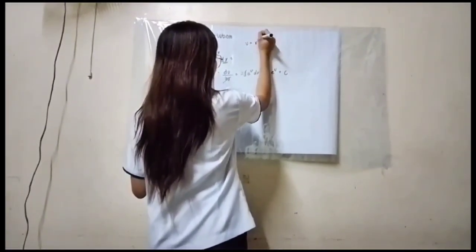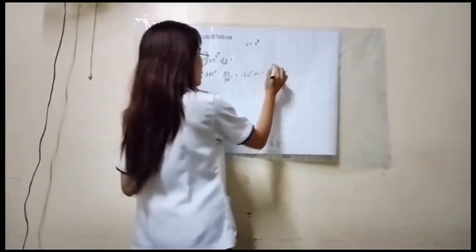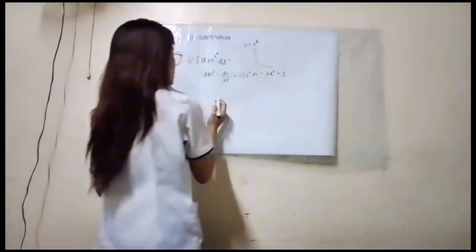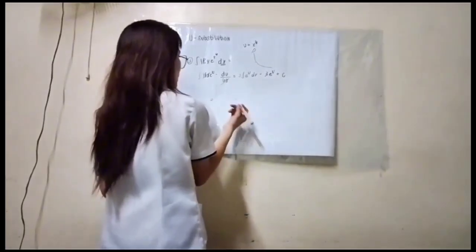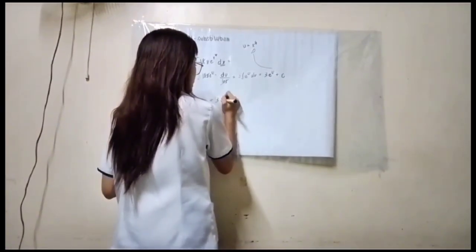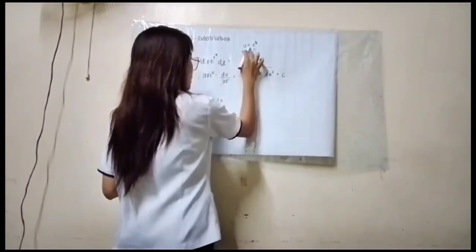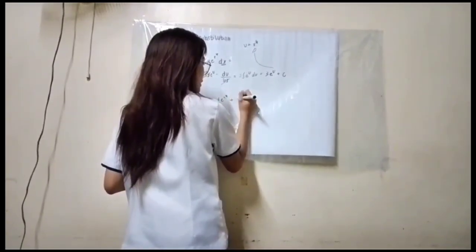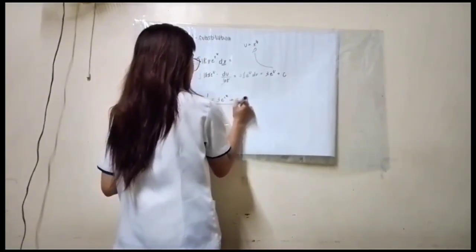Our u here will be x^6. So like I said, I'm going to replace this u with the x^6. So our answer will be 3 e to the x^6 plus c. So this will be our answer.